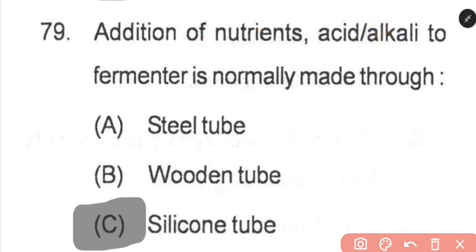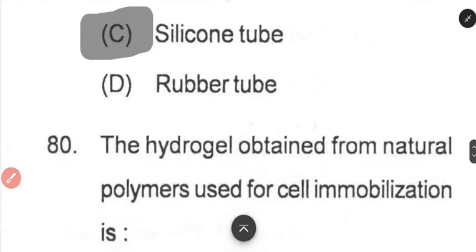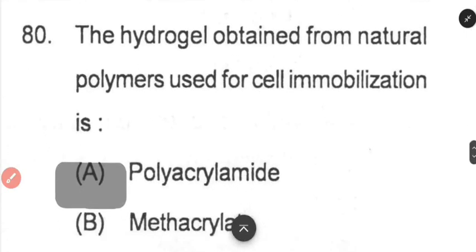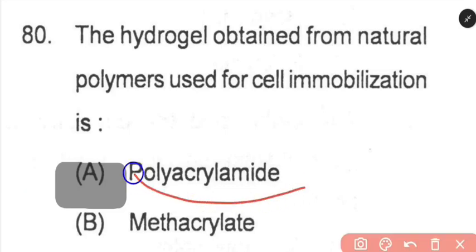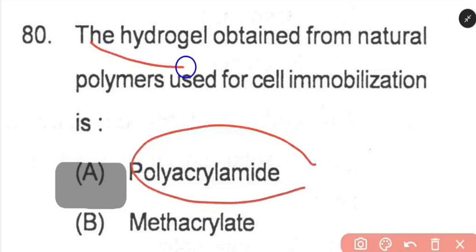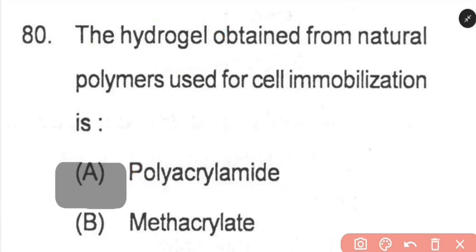Okay. Next question. 80. The hydrogel obtained from natural polymers used for cell immobilization is polyacrylamide. We use polyacrylamide as a hydrogel, and it is a polymer.